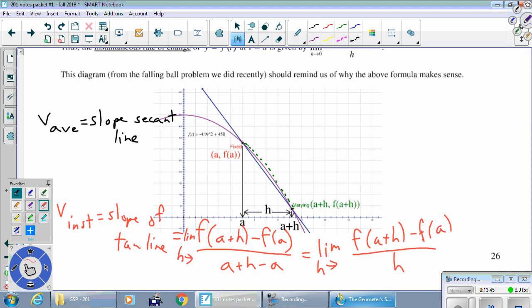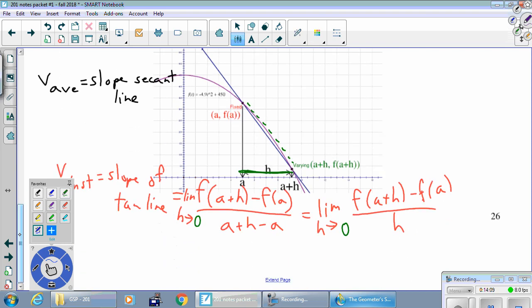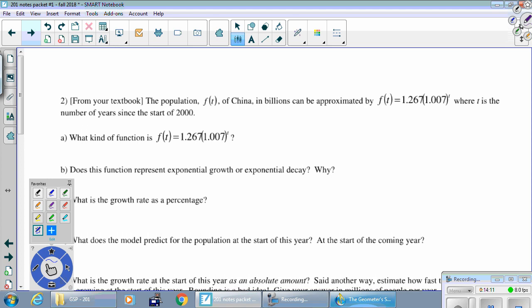And so in order to get the varying point to slide up this curve, what happens to h, which is always this distance, it heads towards 0. And so that's what we're interested in. And that's why this is the definition of instantaneous rate of change just up above here. So this thing agrees with what we just wrote down. It's just the slope of a tangent line, nothing more.